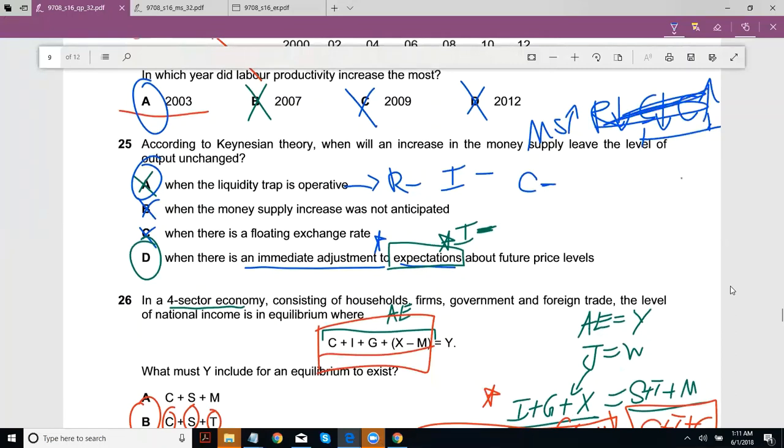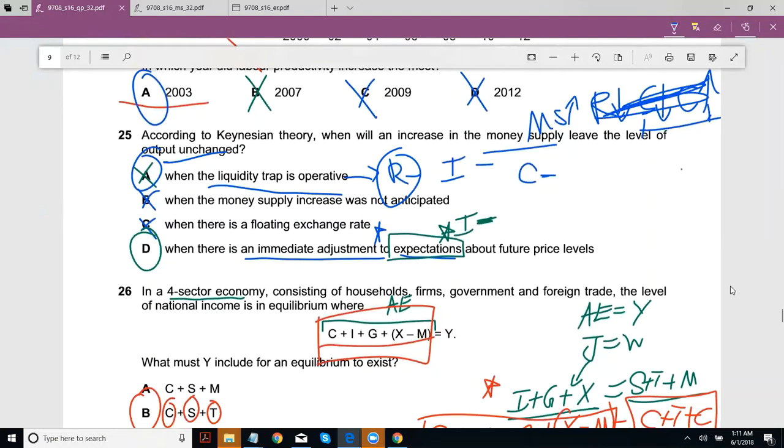So obviously, when the liquidity trap is operative, the effectiveness of your monetary variable just goes down. Money supply is a monetary tool, and in this case it really can't do much to change your output because the liquidity trap is operative. So interest rates do not change. So A was right, as we almost had deduced.